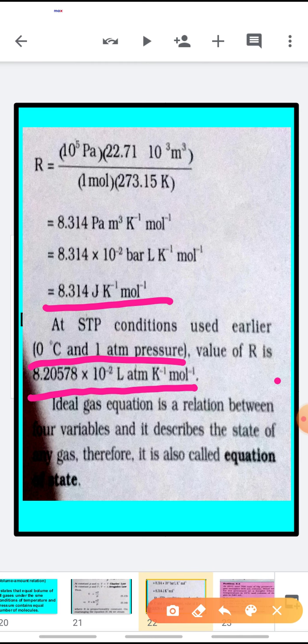Now children, the ideal gas equation is a relationship between the four variables and it describes the state of a gas. Therefore, it is also called the equation of state.